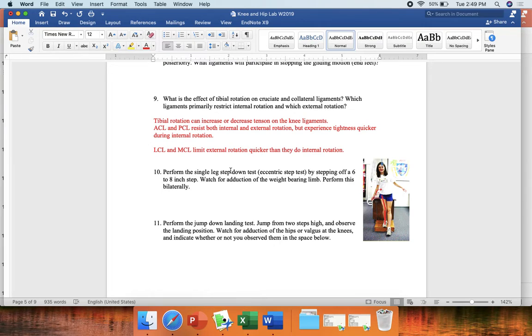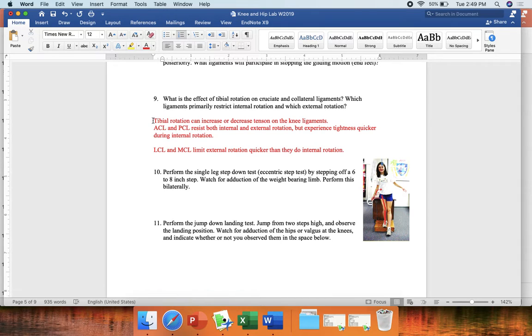This video will be addressing some of the lab questions that we didn't quite get to, that I want to wrap up and just make sure we were clear on. So I wanted to start with number 9 really quickly. What is the effect of tibial rotation on cruciate and collateral ligaments in the knee? Which ligaments primarily restrict internal rotation and external rotation?